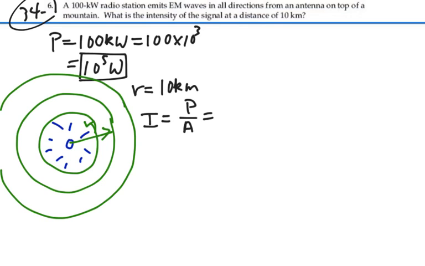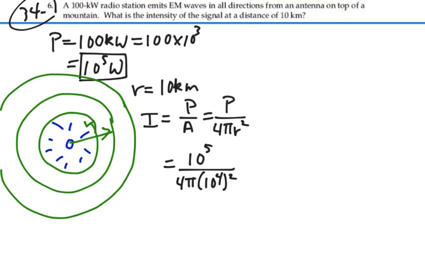Area of the sphere in this case, so this would be power over 4 pi r squared. So, in this case, this intensity would be equal to 10 to the 5 watts over 4 pi. 10 kilometers would be 10 to the 4 meters, squared, and that's going to be what?